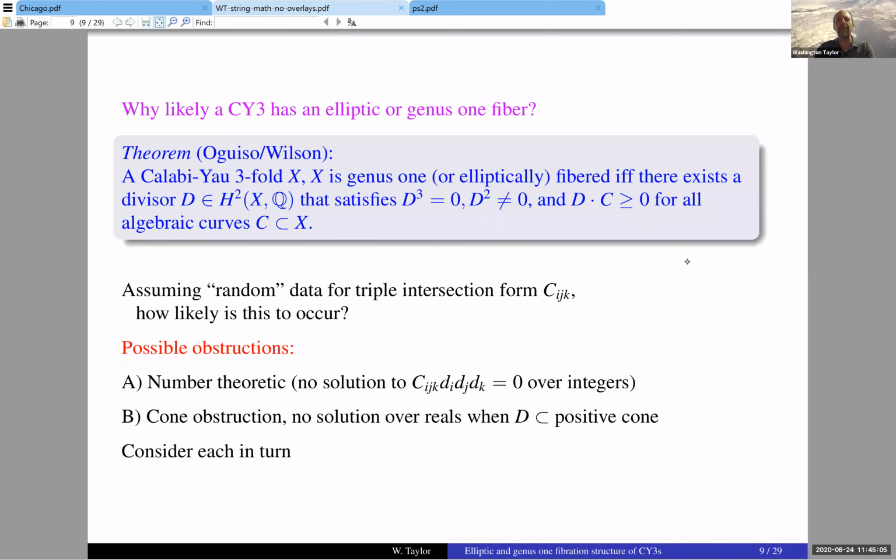Okay, I'm going to share a different screen. So this is a couple of slides on that, which I didn't include in this talk. But so you're asking, why is it likely that a Calabi-Yau threefold has elliptic or genus 1 fiber, right?